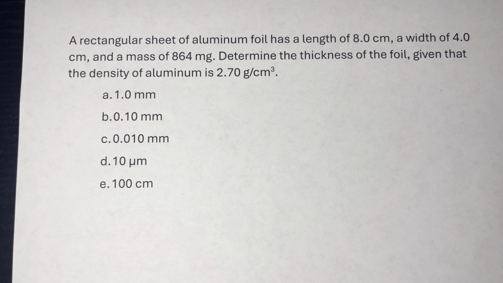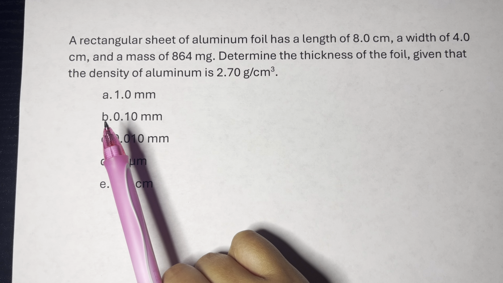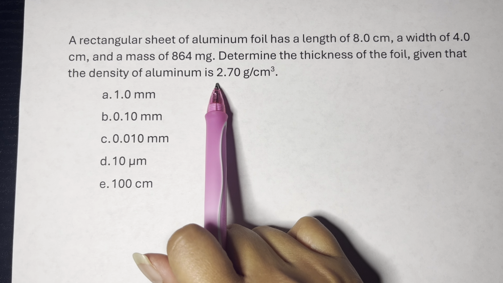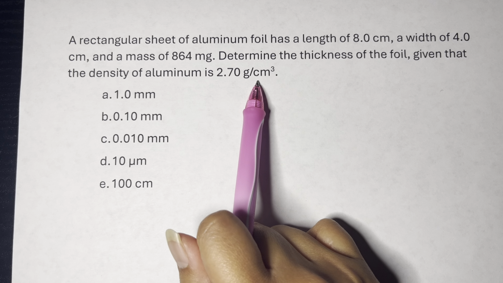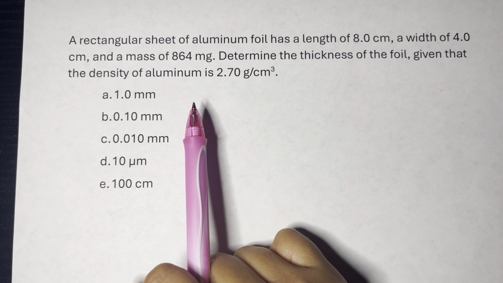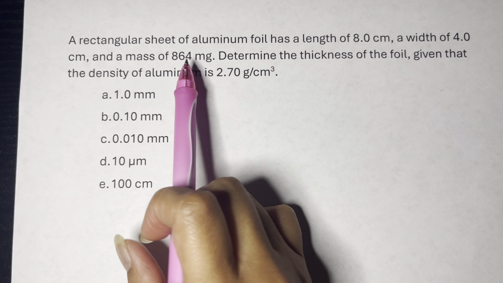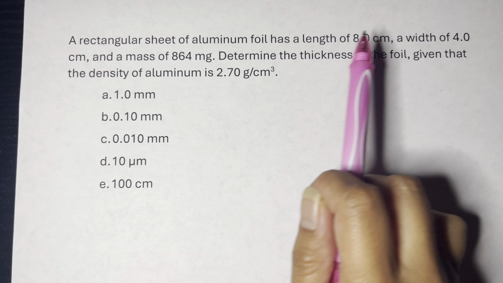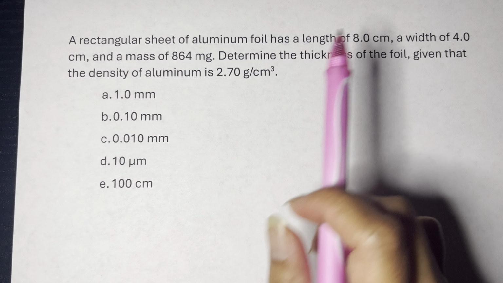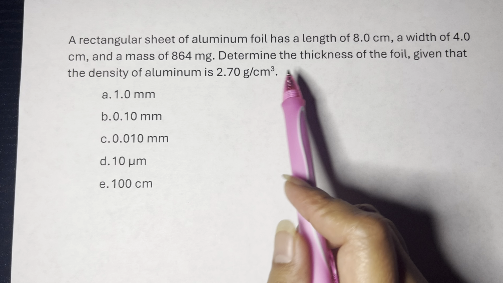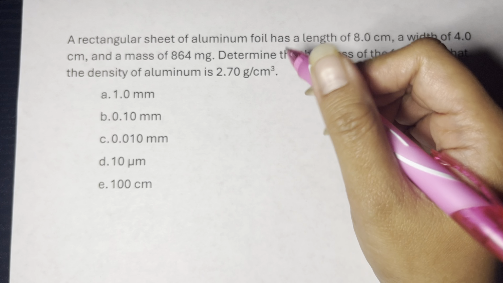So this is a density problem with multiple parts. So this is a relatively longer problem. But first we have to recognize that it's a density problem because one, we do have a density conversion factor, right? Two, we have mass. And then three, we have some sort of volume, right? Because there's length, width. It's a rectangular sheet. It says something about thickness, okay?